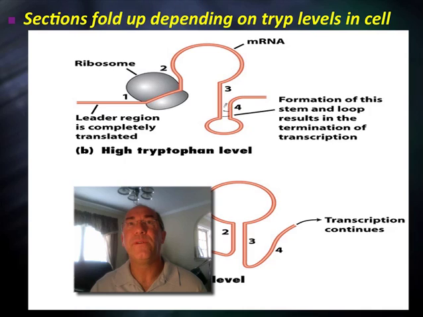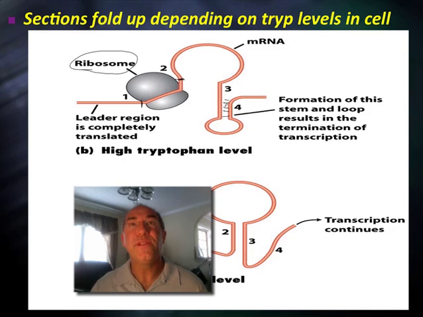Sections 3 and 4 can fold up, and sections 2 and 3 have the possibility of folding up, and sections 1 and 2 could fold up, except that there's this in the way. This is a ribosome, and ribosomes, as you know, translate messenger RNA into proteins. So what this ribosome is doing is translating that small 14 amino acid leader peptide. You see it's partly over section 1 and partly over section 2.